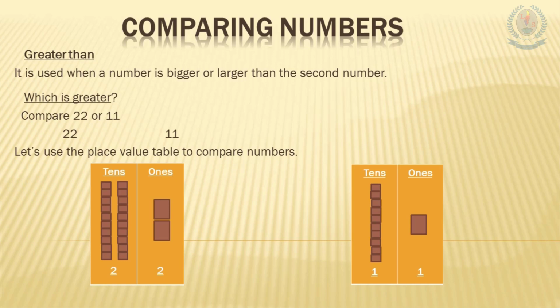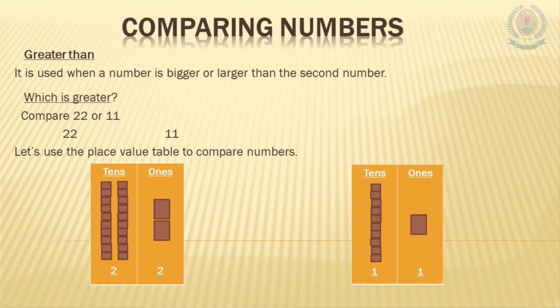Let's go to an example. Compare number 22 and 11 to clear this out. 22 and 11. To have a proper idea, let's use the place value table to compare these numbers. You know that in the place value table, you have to compare the tens and ones of the given number. The given number is 22. Let's compare the tens first.